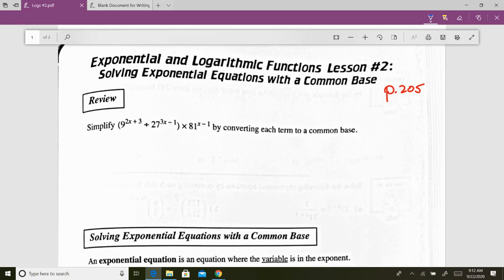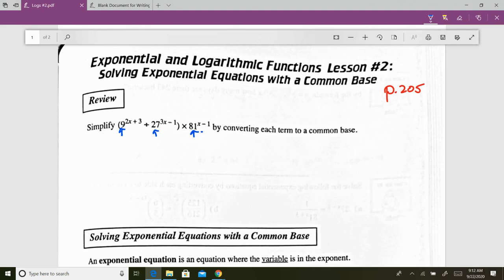Now, as is, we can't do anything with it because they all have different bases. Correct? If we use our exponent rules, we need to have the same base. So what is a common base for 9, 27, and 81? In other words, what number to a certain power will give you 9, 27, and 81?